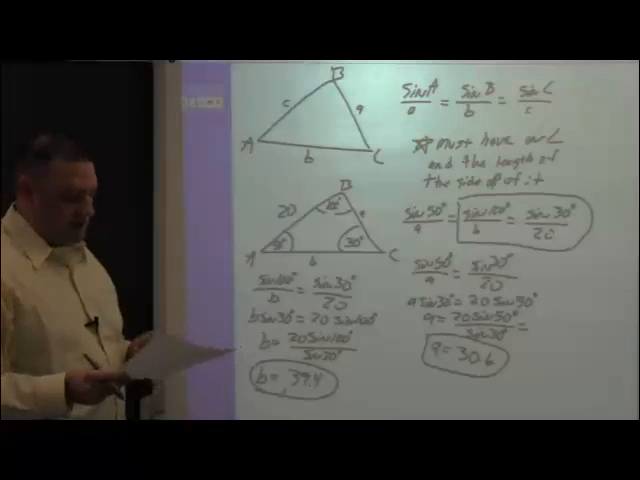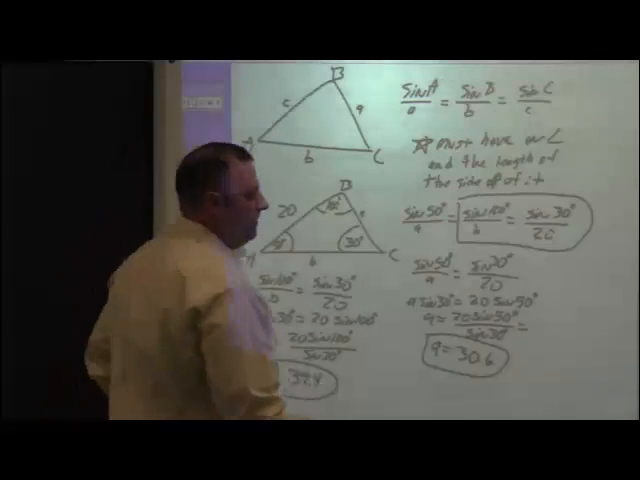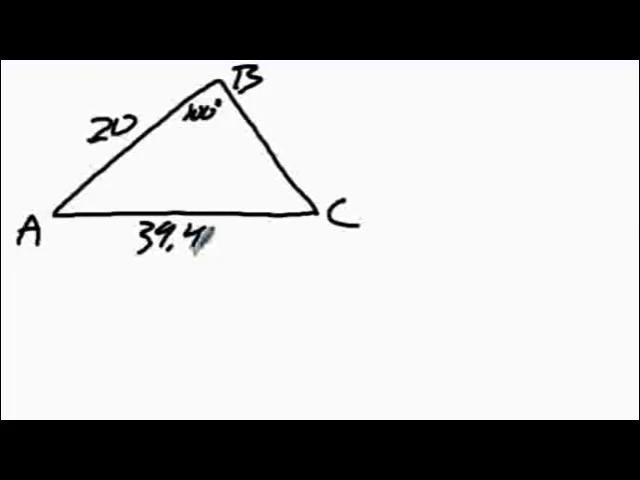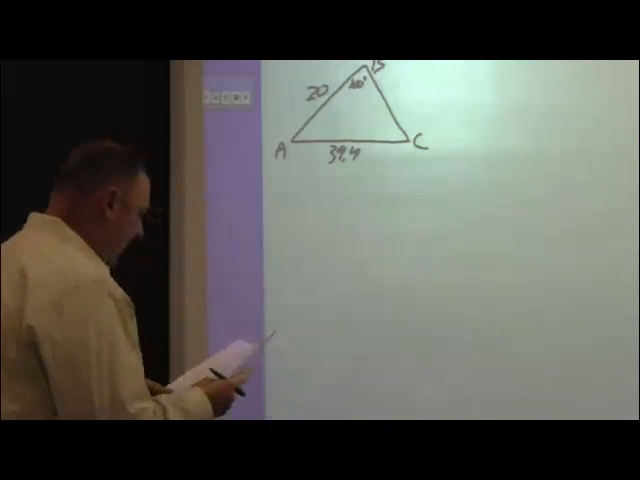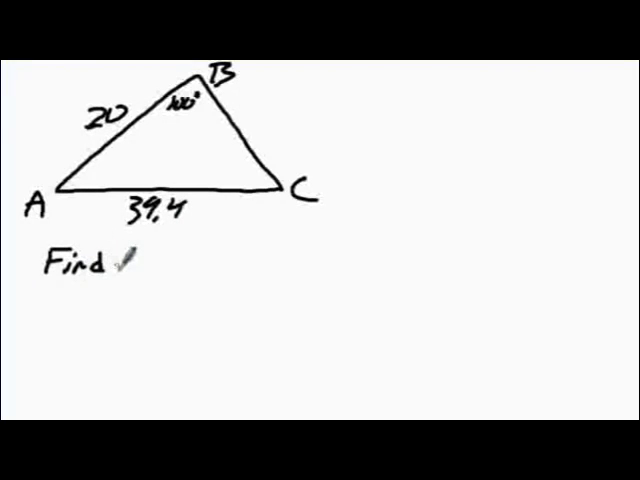Okay, now let's take another situation and what they could possibly do with it. I'm going to use kind of the same numbers, but give you a different setup. I'm going to give you triangle ABC. I'm going to give you B is 100 degrees still. I'm going to give you the length of AB is still 20. And I'm going to give you the length of AC is 39.4. And say you're asked to find angle C, the angle measure of C.